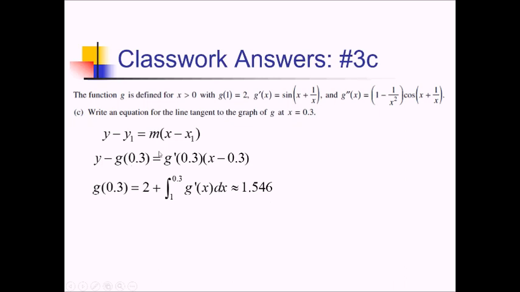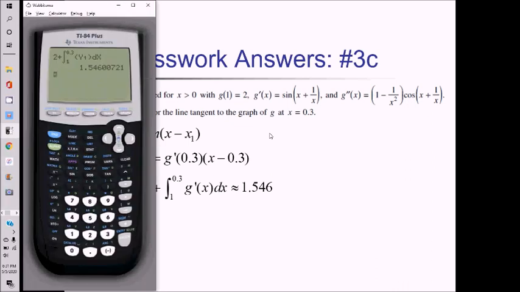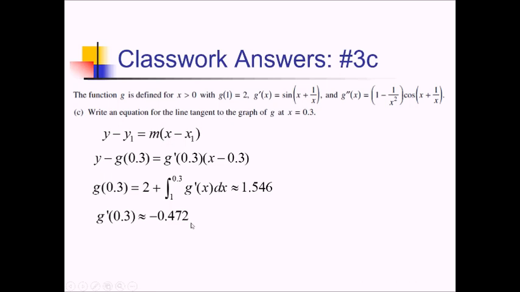But next, I need to figure out g prime of 0.3. Now, since I already have the g prime function right there, I just need to plug 0.3 into this function. Let me go back to my calculator now. So let me just do alpha trace y1, and I'll just open a parentheses and plug 0.3 into this directly. And press enter. That's about negative 0.472. So there's that piece of it. I'm putting it all together now. We can write y minus the y value 1.546 equals the slope I just found here of negative 0.472 times x minus 0.3.